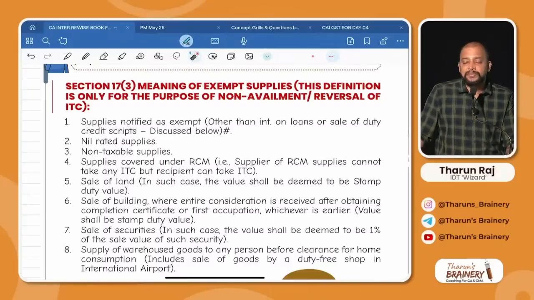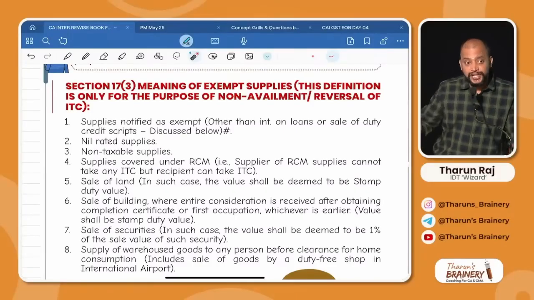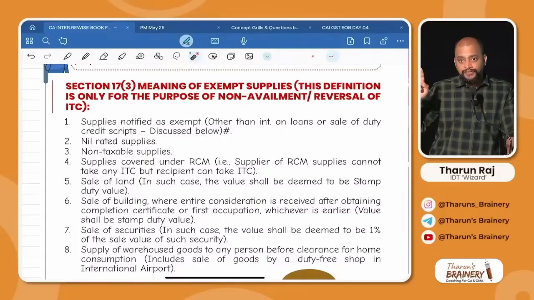It is given as notified as exempted, notified for non-payment of GST. So notified as exempted, nil rated, non-taxable. Can you see that? Those three are the meaning of exempted, for the purpose of payment of GST. That is one exempted turnover definition.